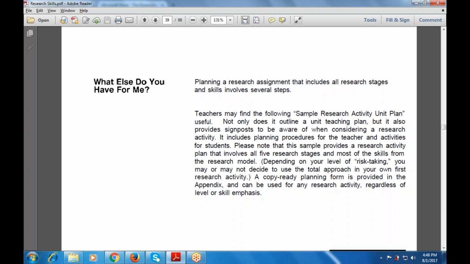And this simple sample provides a research activity plan that involves all 5 research stages, and most of the skills are from the research model, which is known as the risk taking, that you may or may not decide to use the total approach in your own first research activity. That will include the planning form that is provided in the appendixes, for research activities regardless of the level of skill or size.